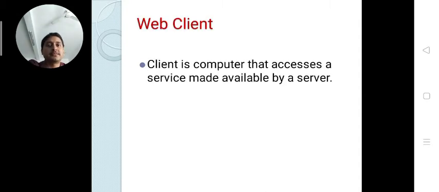Now web clients. When servers are there, the clients are also there. The computers which are available in the network and are dependent on that web server are connected in that network, or are part of that network, just to access the services made available by that server. To access those websites, they are known as web clients.